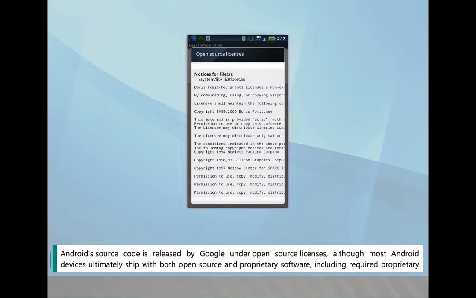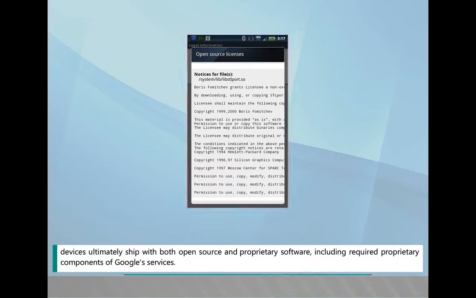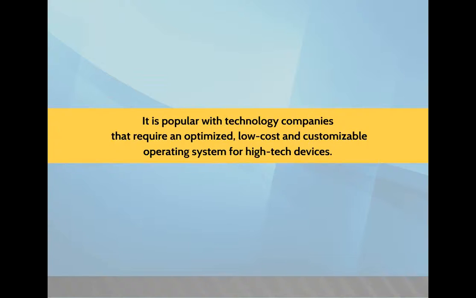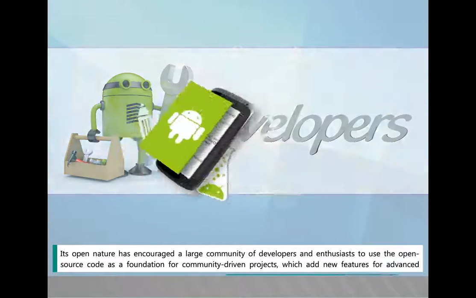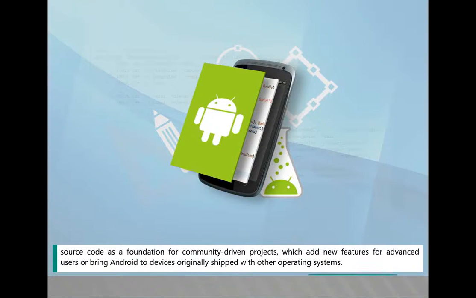Android source code is released by Google under open source licenses, although most Android devices ultimately ship with both open source and proprietary software, including required proprietary components of Google services. It is popular with technology companies that require an optimized, low-cost, and customizable operating system for high-tech devices. Its open nature has encouraged a large community of developers and enthusiasts to use the open source code as a foundation for community-driven projects which add new features for advanced users or bring Android to devices originally shipped with other operating systems.